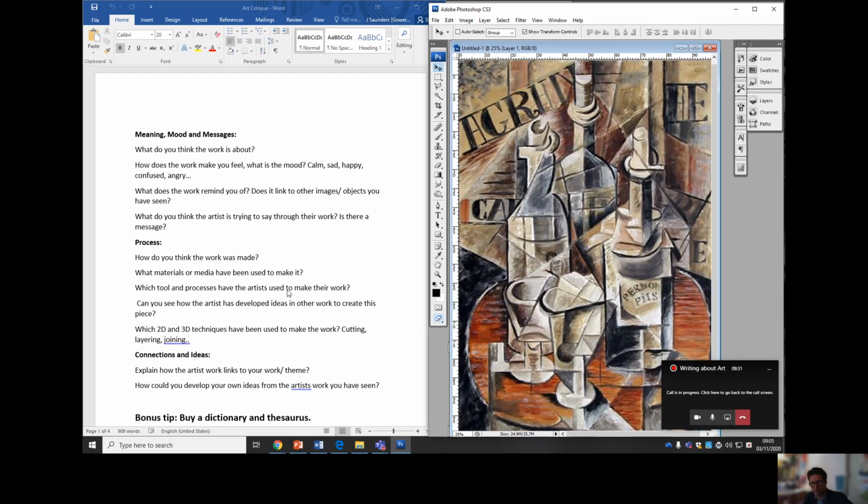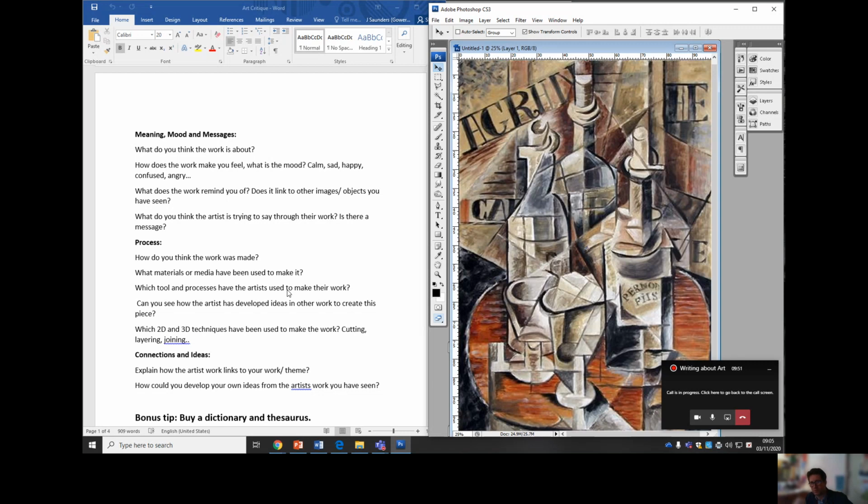What do you think the artist was trying to say? Did he have a message? Or was it just a simple showing of what was on the table? How was it made? Was there any build-up? Maybe you can find some sketches that Picasso's done that relate to this, so you can show his development up to Cubism.